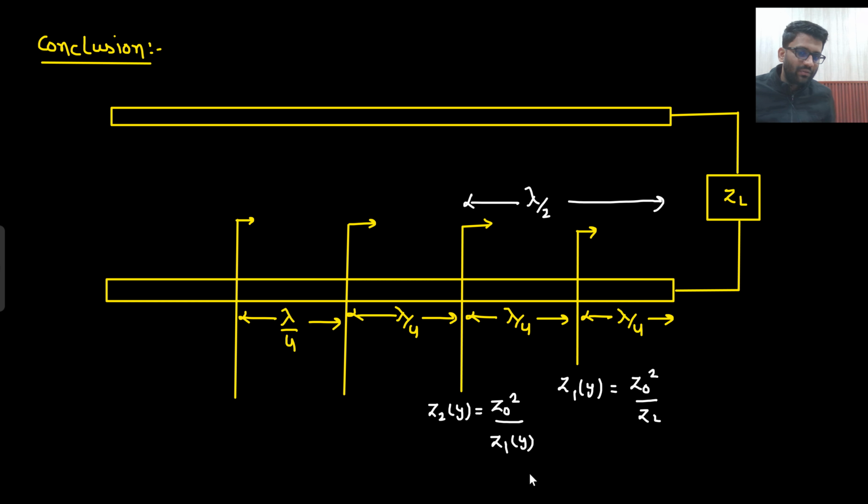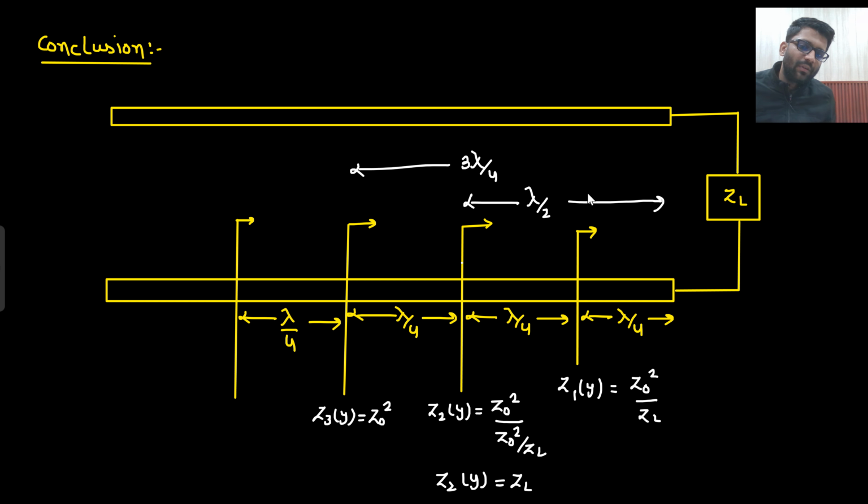Right? So what is Z1y? Z1y is Z0 square by ZL. And if I solve it, what am I getting? Z2y is equal to ZL only. Or I have directly derived it as well: at lambda by 2, at any multiple of lambda by 2, I will get ZL only. Now, from this particular point to lambda by 4 away, what will be the impedance? Z3y. So that would be Z0 square, from here to lambda by 4, or you can say total 3 lambda by 4.